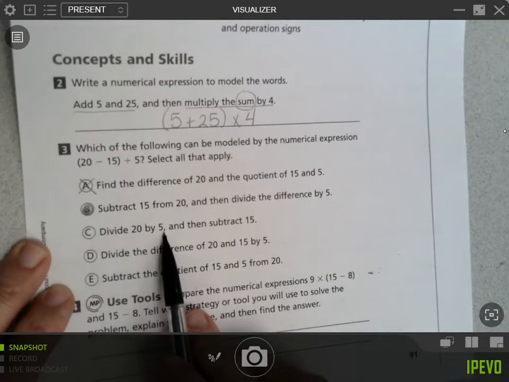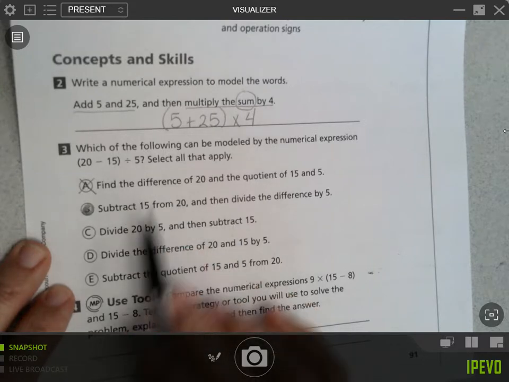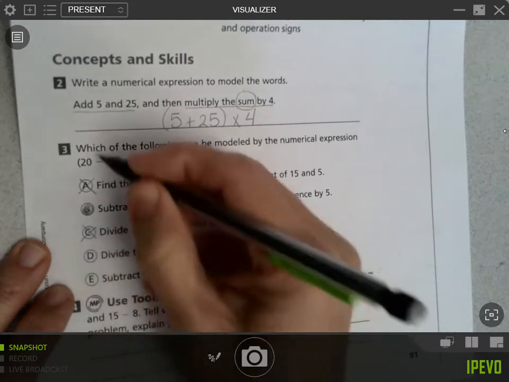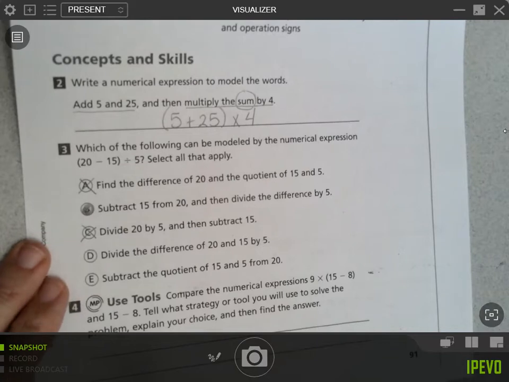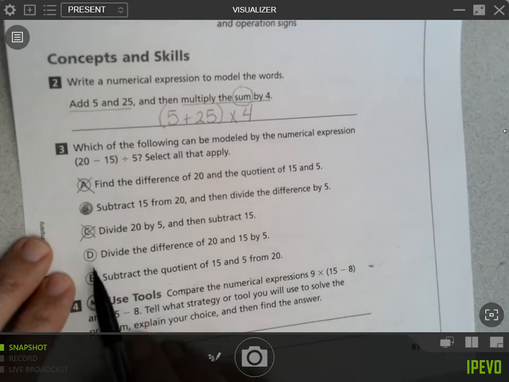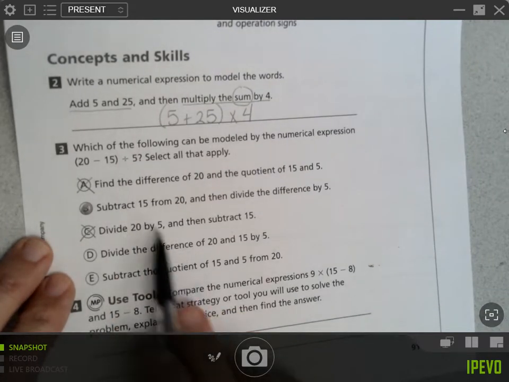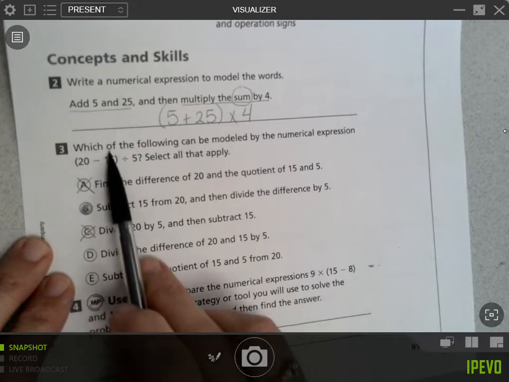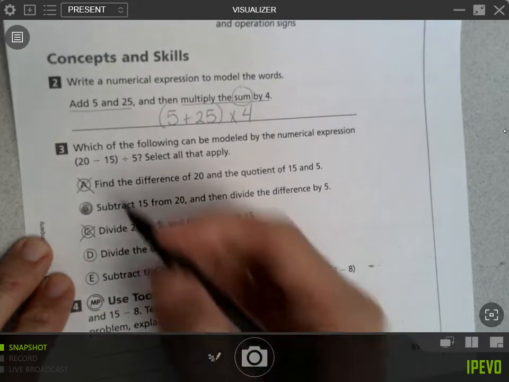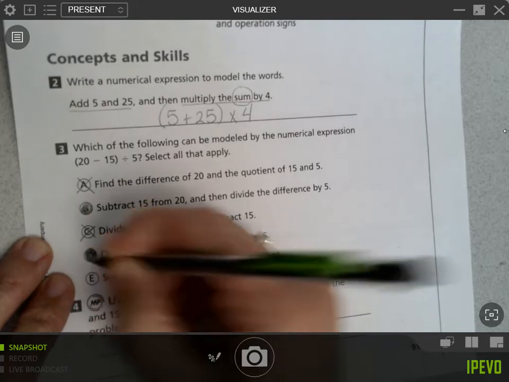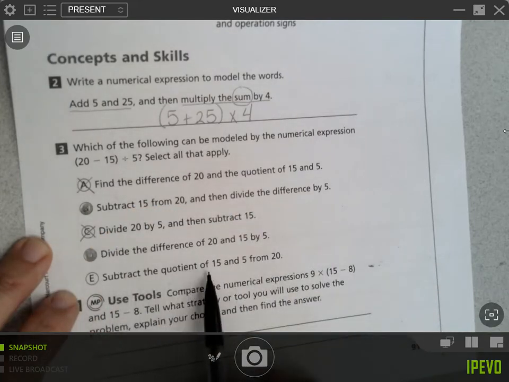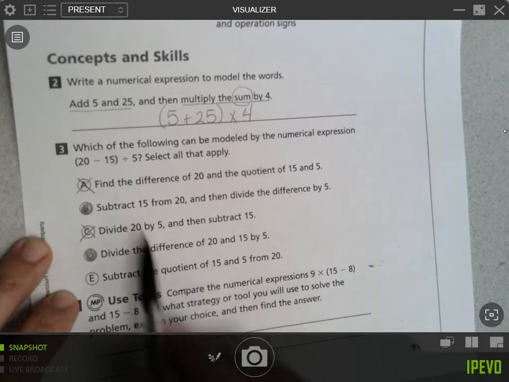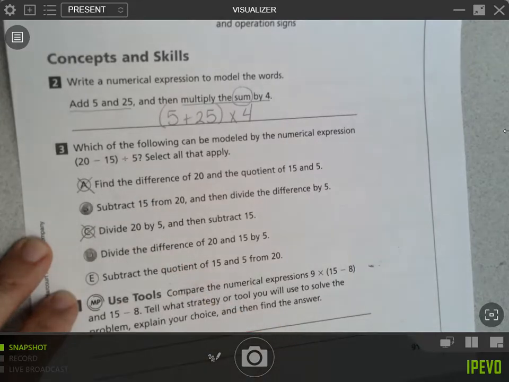Divide 20 by 5 and then subtract 15. No, if we have those parentheses, we should know we're doing the subtracting first. Divide the difference of 20 and 15. Divide this difference by 5. Yes, that's a good one. Subtract the quotient of 15 and 5 from 20. No. The only two that would go with that expression would be C and D.